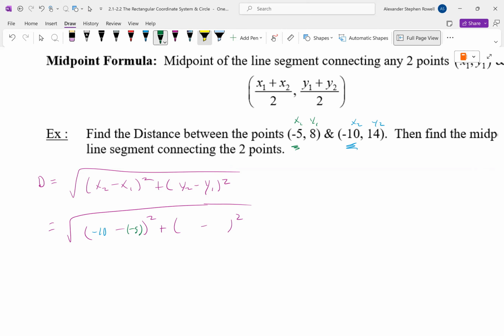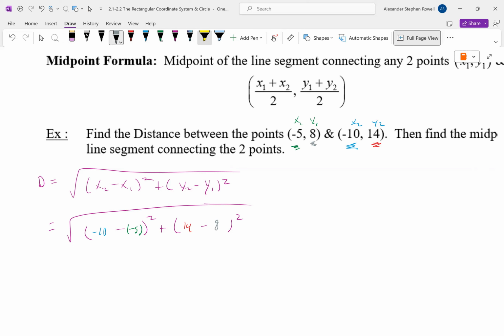I put parentheses around the -5. I don't have a double operator, minus -5. You can't have operators right next to each other. We need to separate them with parentheses. Next, we have y2 is 14 minus y1 is 8. Any questions about this? It's just a matter of simplifying.